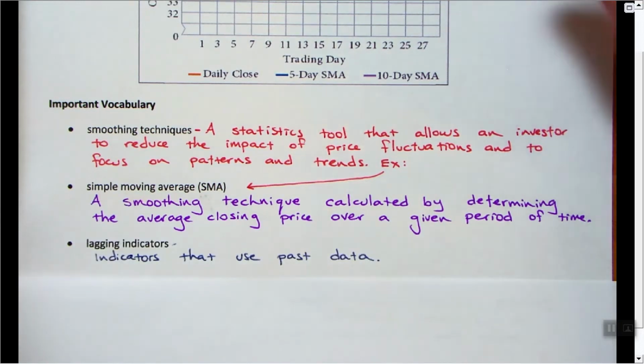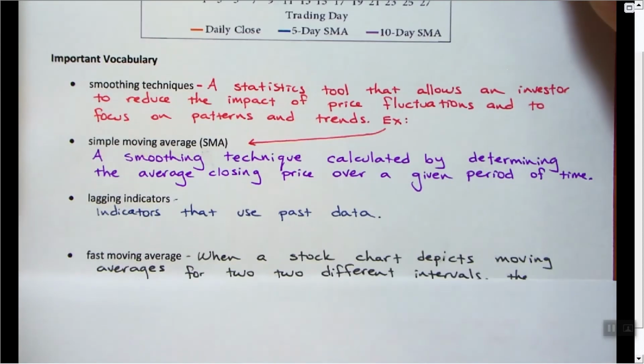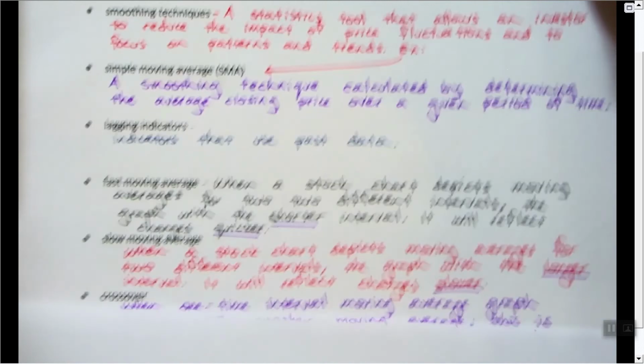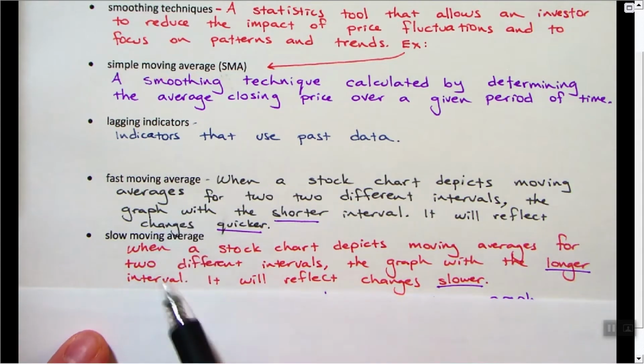Lagging indicators indicate the use of past data. Understand that the data will lag based on these techniques. So if you use a simple moving average, understand that it won't show you what's happening right now. It's an average over the past however many days you're looking at. When you're looking at more than one simple moving average, there is going to be a fast moving average and a slow moving average.